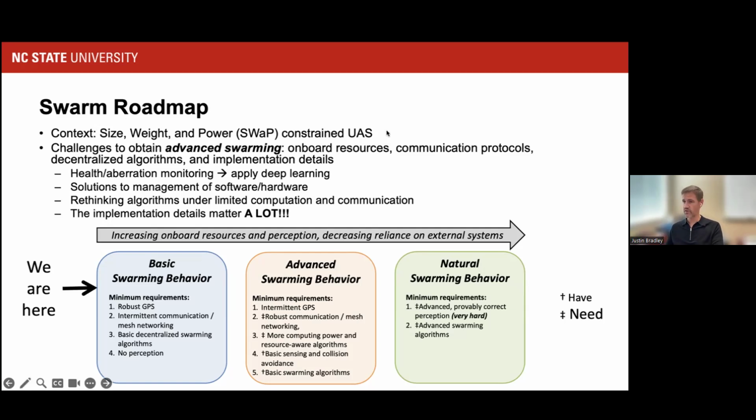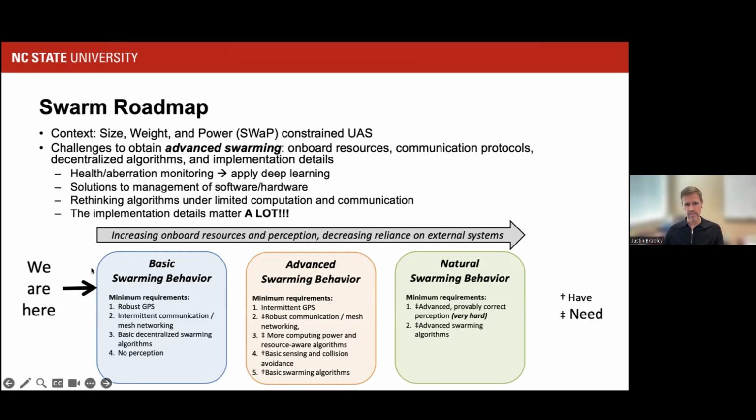This is a different thing entirely if your swarm is a swarm of Global Hawks or Predators, where you've got a lot of computational resources on board. That would be a different calculation. The context here is really small constrained UAS. And in order to do advanced swarming, you really need to worry about health and aberration monitoring, solutions to the management of the software and the hardware, rethinking the algorithms from the ground up to consider constrained resources, and worrying about tracking and managing the swarm.